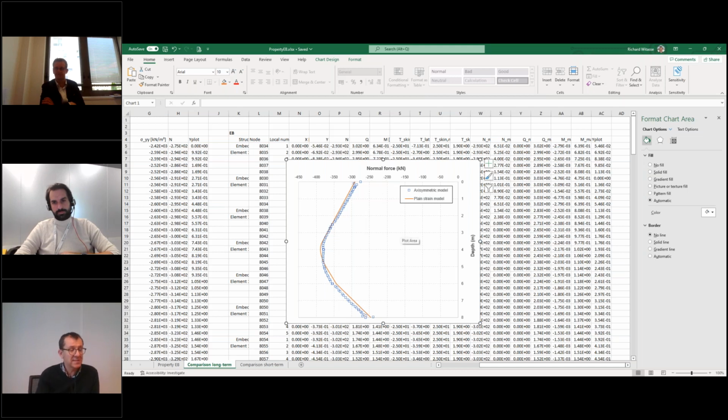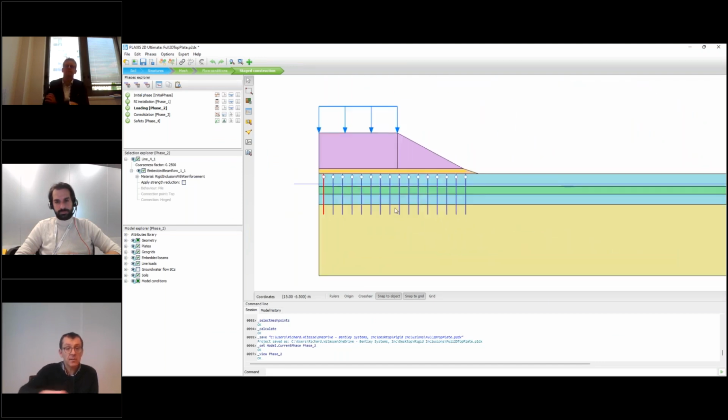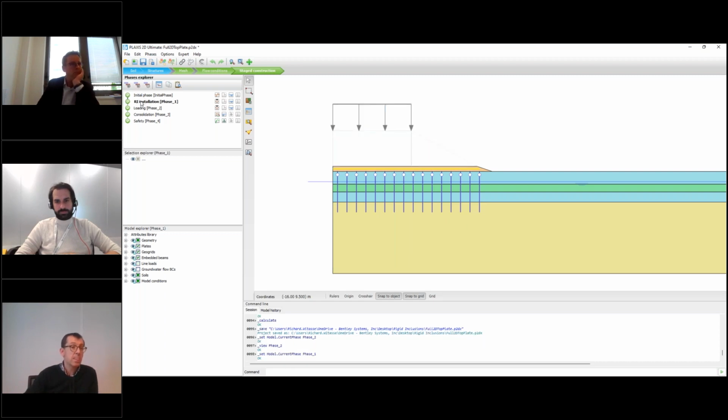And once you are satisfied with this calibration, then finally you can go and start with the real 2D model as presented by Jérôme, and then start considering the full problem here and check your design on any suitable cross-section. So here we are using the same techniques: installation, loading, consolidation, and finally here I'm also adding this factor of safety analysis that Jérôme presented.